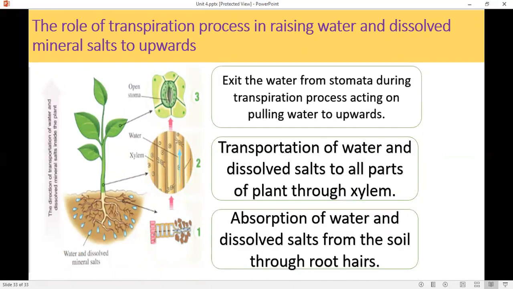So let's find the role of the transpiration process. First, the absorption of water occurs in the roots, through the root hair. Then the transportation of water and dissolved salts to all body parts is by xylem. Xylem takes these particles and sends them to the green parts. And then the excess water will get out by the stomata during the transpiration process, which acts on pulling water upward.